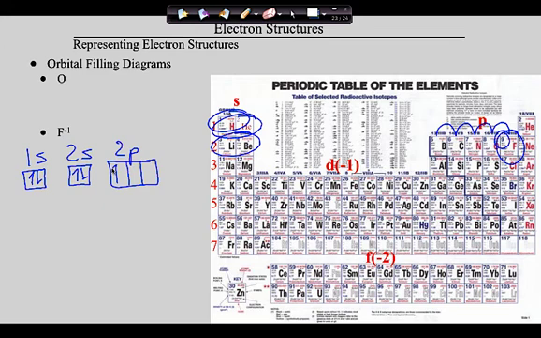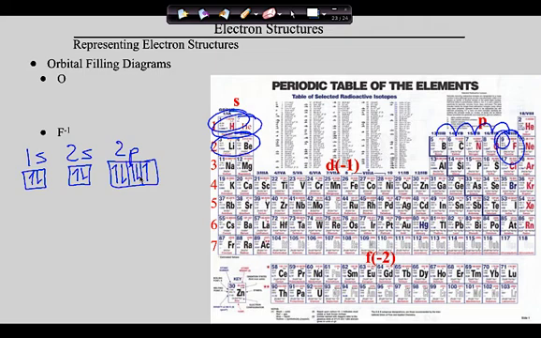Now again, be careful with electron 6. It doesn't pair up, it goes unpaired. Electron 7 goes unpaired. Then electrons 8 and 9 pair up. That would give us the orbital filling diagram for fluorine.